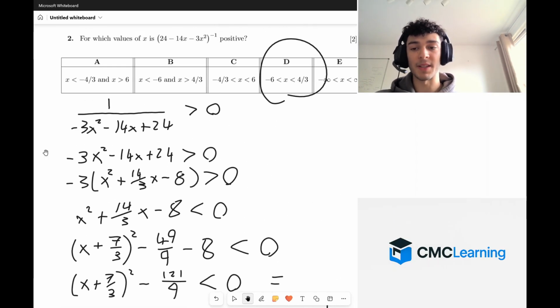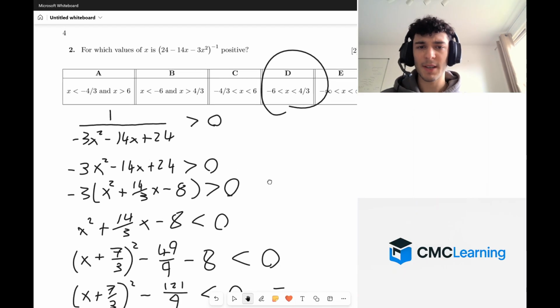You could obviously complete the square with this factor of minus 3 there. I believe that just introduces a bit more negative numbers, more room for error, essentially. So that was question 2.